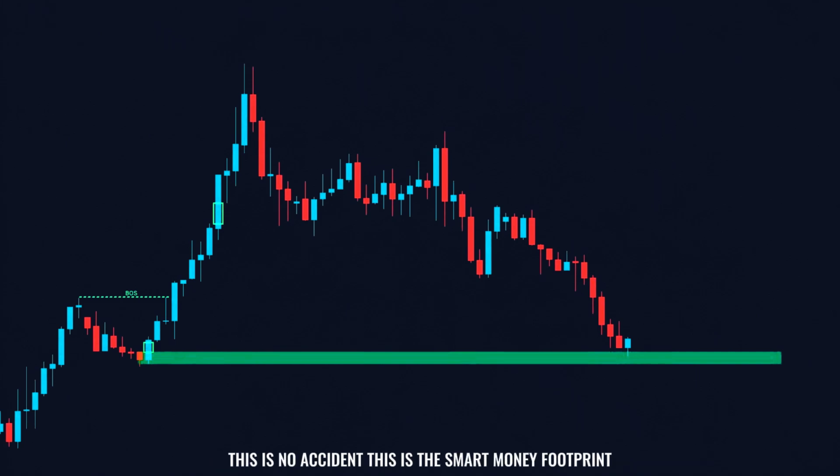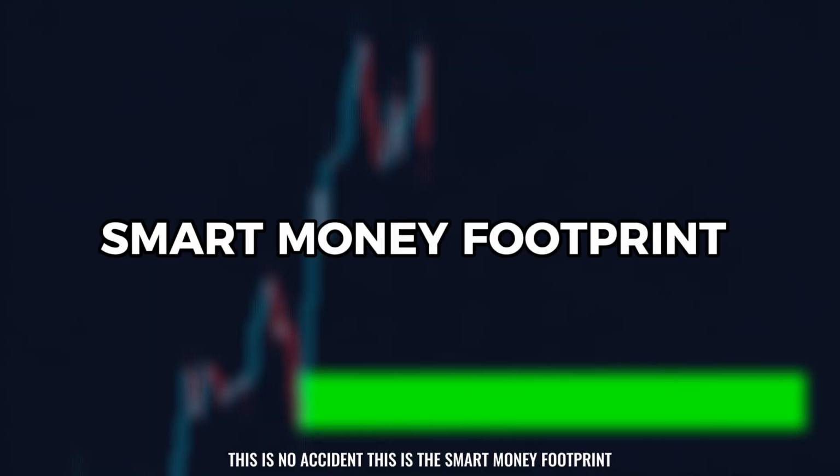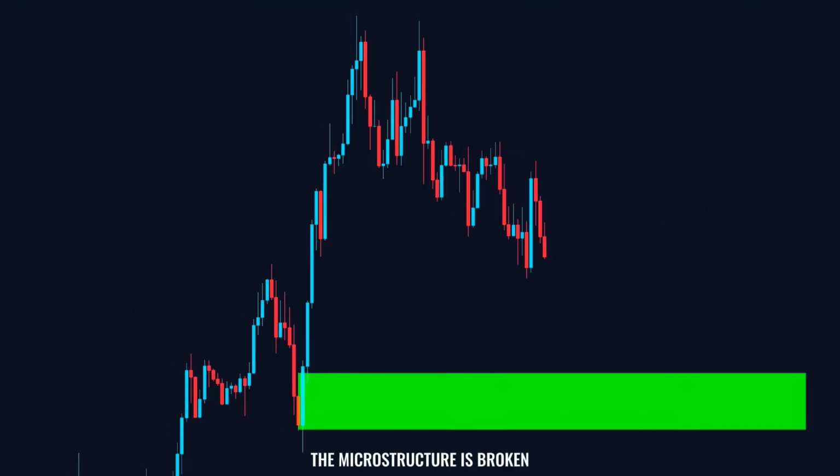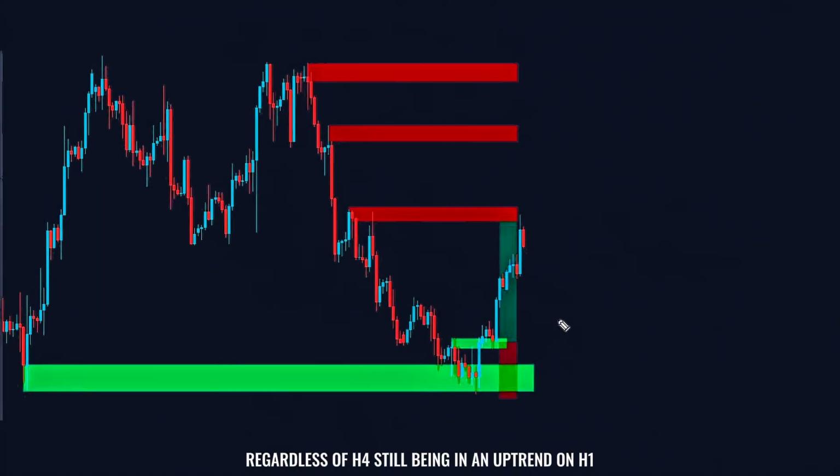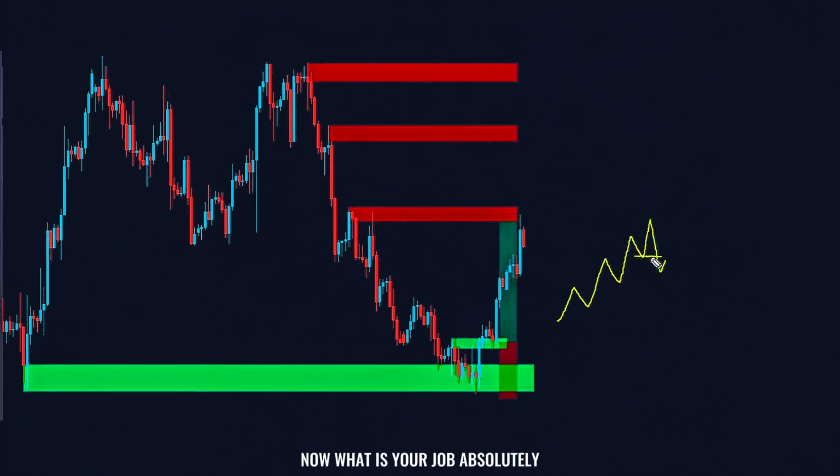This is no accident. This is the smart money footprint. They are dumping aggressively. The microstructure is broken. Change of character? Regardless of H4 still being in an uptrend, on H1, the bears have roared, "We are in control." Now, what is your job? Absolutely do not chase the red candle to sell. Remember principle number one? Wait for the pullback.